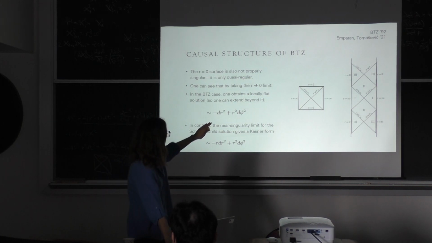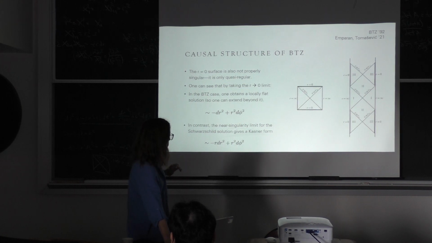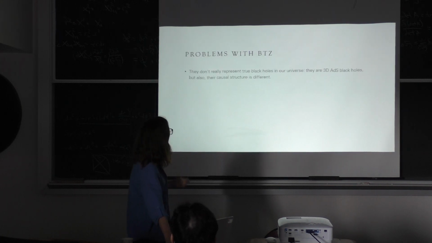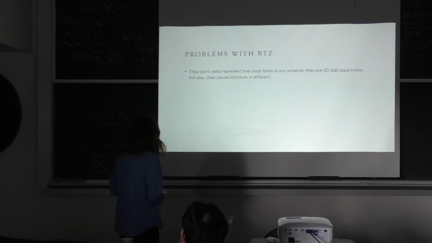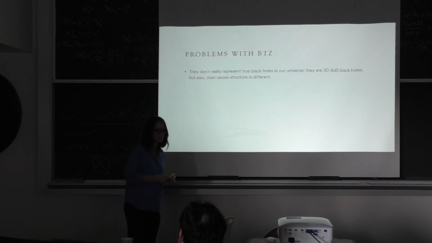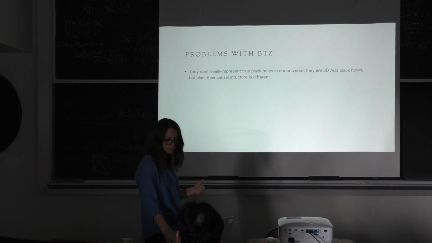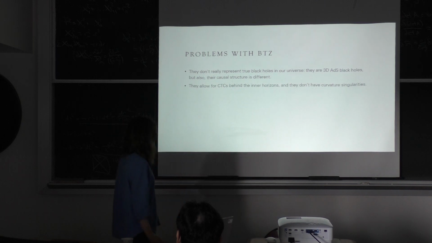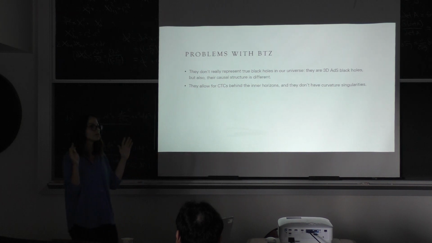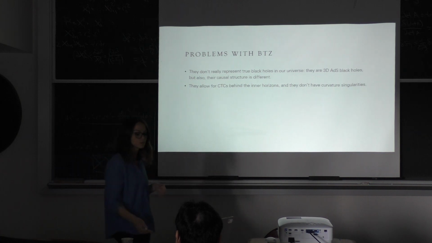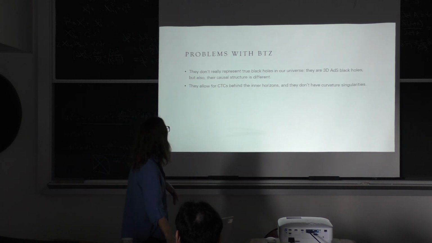so we see that r equals 0 does not have the same form as proper curvature singularities have. And that's really some sort of a problem. So BTZ black holes are not only not representing our real-life black holes because they only have 3D and AdS, but also because they have this weird causal structure. And, a very important thing, they allow for closed timelike curves behind their inner horizons. For the case of the rotating BTZ, this was known before, because this inner horizon is a Cauchy horizon. But we see that even in the static BTZ, the r equals 0 surface acts as a Cauchy horizon, behind which we have closed timelike curves.